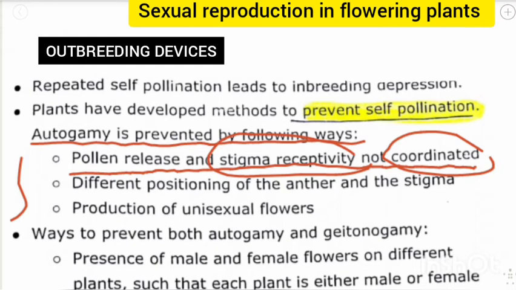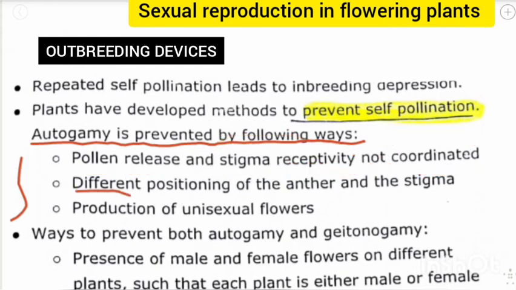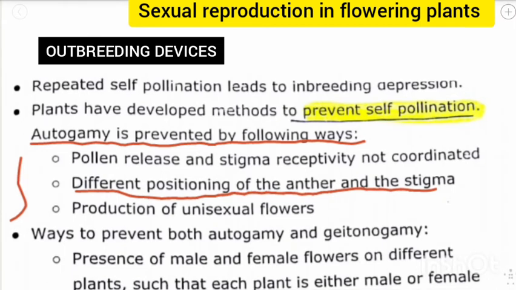Then, different positioning of anther and stigma. Stigma and anther are present at different positions. This is another method where anther and stigma are placed at different positions so that the pollen does not come in contact with the stigma of the same flower. In this way we can prevent autogamy.